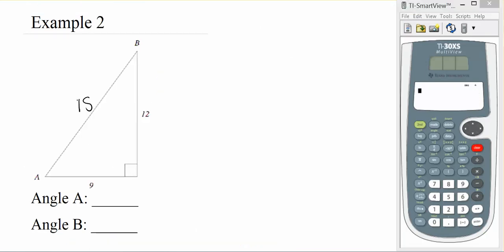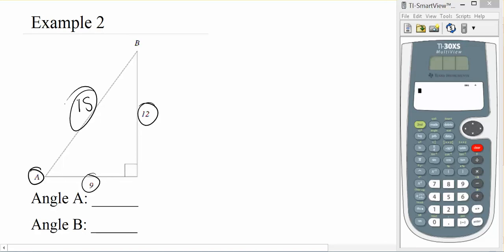Let's look at the next example. So in this case, we are also given the two legs. If we use the Pythagorean theorem, we could quickly determine that the hypotenuse is 15. And I want to do that in this case just so I can show you using other trig functions. So if we're trying to find angle A, we could say, all right, here's angle A. Well, what do I know? I actually know everything. So I can use any trig function I want here.